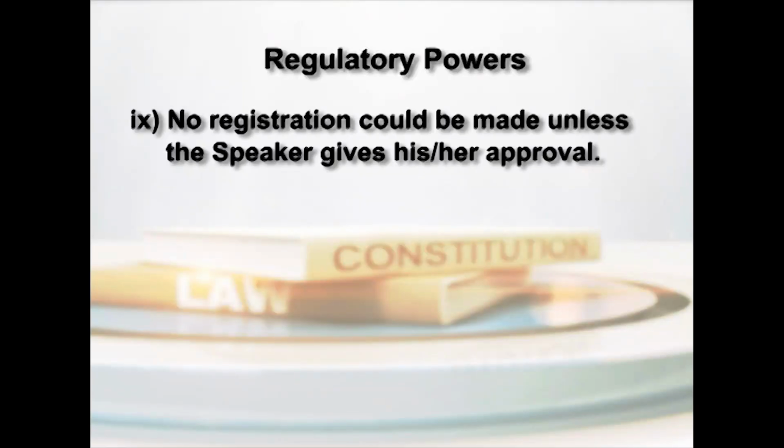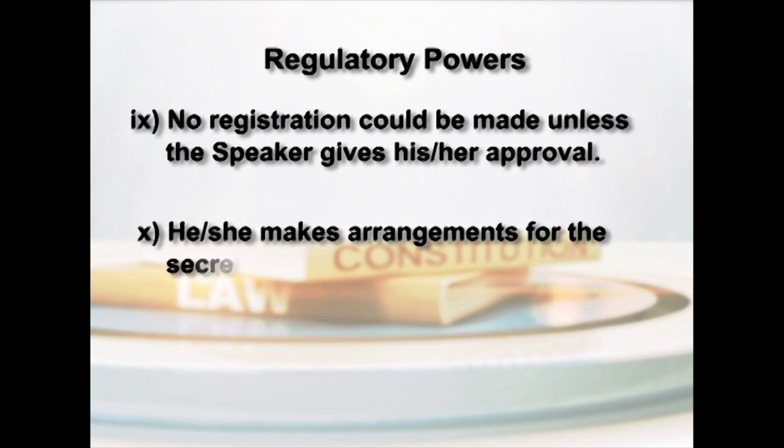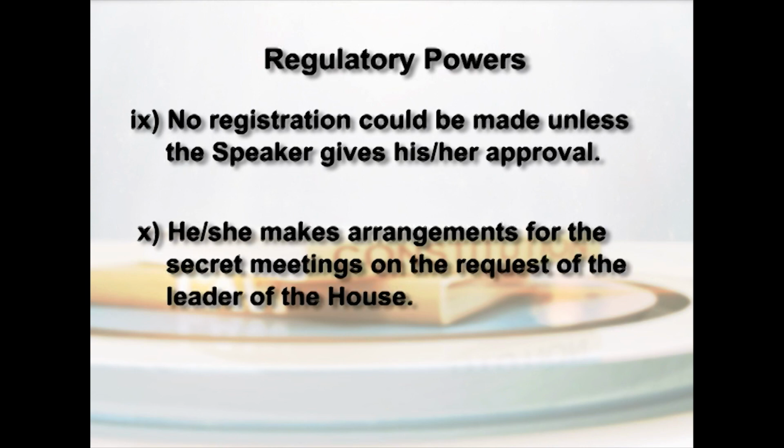No registration can be made until and unless the Speaker gives his approval. Not only that, the Speaker of the House makes necessary arrangements for a secret meeting on the request of the leader of the House. And on matters of ultimate dispute, it is the decision of the Speaker which is to be regarded as final. However, it may be challenged in subsequent motions brought by the members of the House.